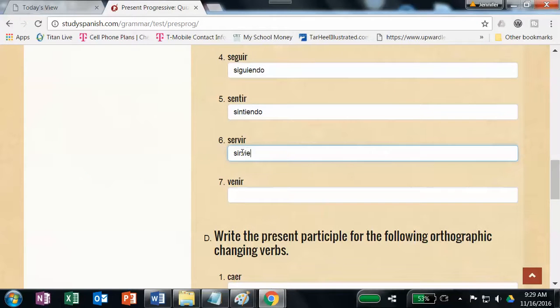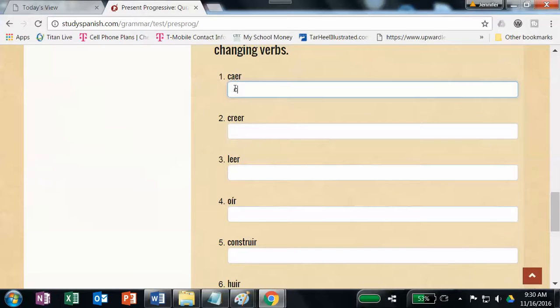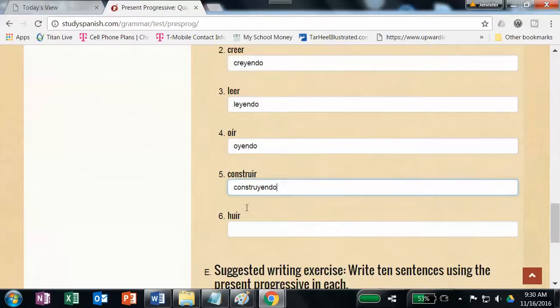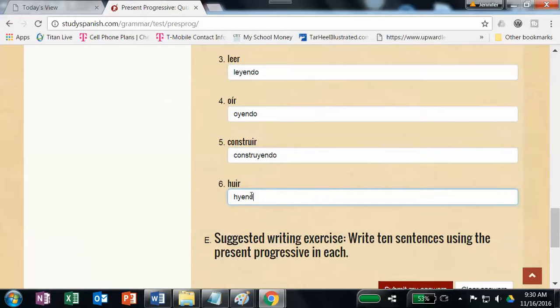This one's sirviendo. And viniendo. And these are cayendo, oops, creyendo, leyendo. And these are irregular, and since you haven't done the preterite yet, you just have to memorize them. And then when you get to the preterite, this will make sense, and it'll probably make it easier for you to remember what to do with your regulars.